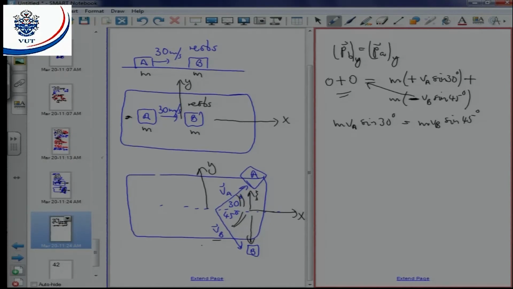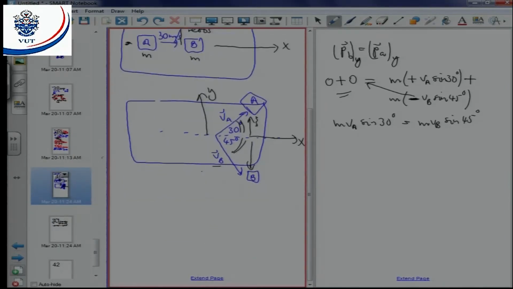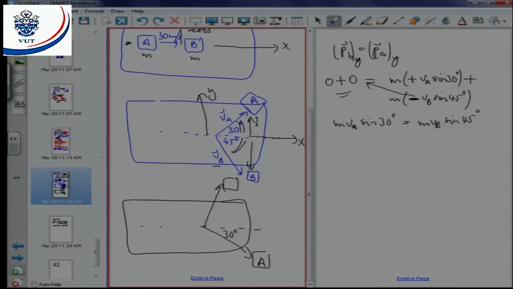Okay, and notice that this is not unique. You could have drawn your diagram so that, remember, that was the direction of motion, so that A actually is below, so the 30 is over there and the 45 is over there. So that's equally correct. Okay, so that's our first equation.